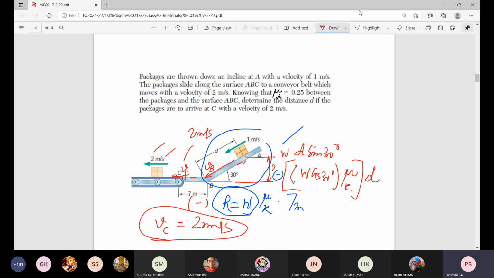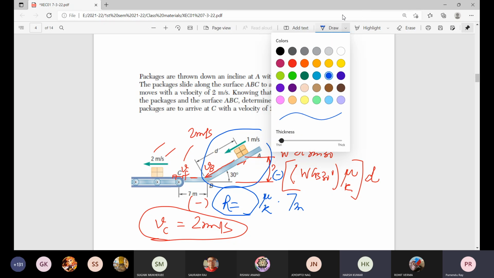And for the first case or first part from between A to B, the friction resistance depends on the normal resistance. Normal resistance is W cosine 30. For the second portion B to C, normal reaction is W only. So those things you need to consider.